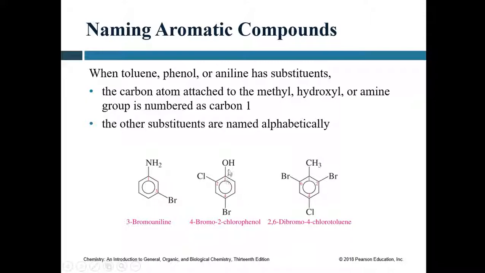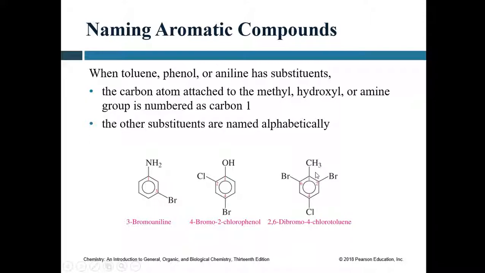Now here's our OH on the benzene ring, so we know that's phenol. That's where the numbering starts if we have other substituents on here. We want the lowest numbers, so we are going to number, in this case, counterclockwise to put the chlorine on number 2, rather than going around the other way, which would put the chlorine on number 5. Because we alphabetize and B comes before C, we number counterclockwise, and when we name it, our bromine comes first because it's alphabetized. So 4-bromo-2-chlorophenol.